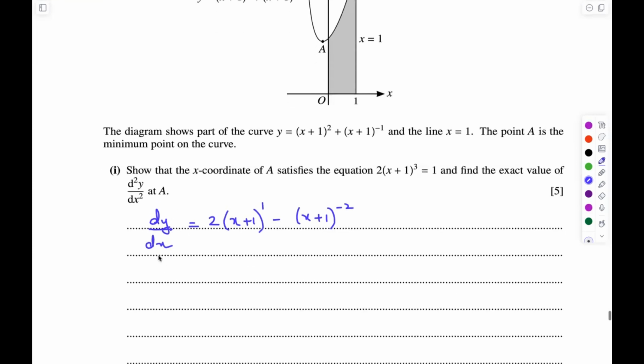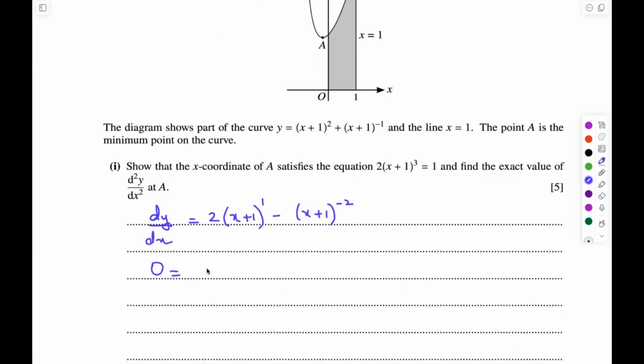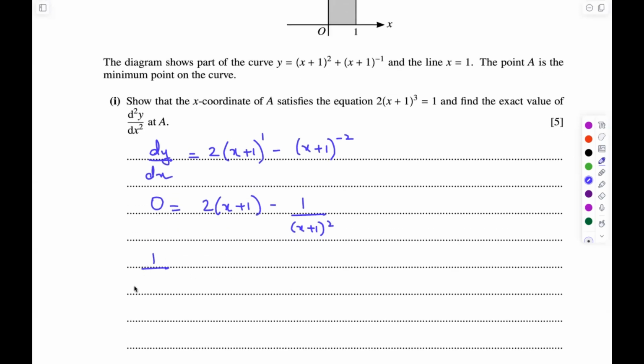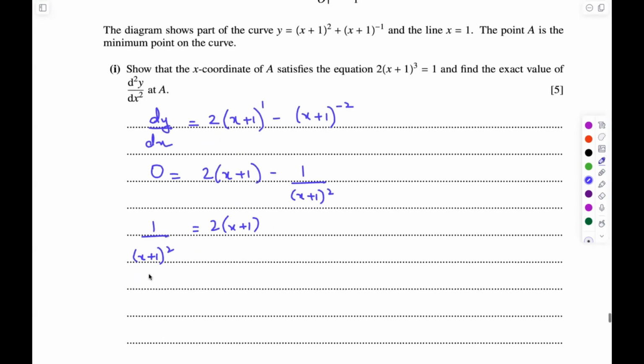And as it is a minimum point, dy/dx will be equal to 0. So we can write this as 2 into x plus 1 minus 1 upon x plus 1 whole squared. Taking this on the left hand side, we'll get 1 upon x plus 1 whole squared is equal to 2 into x plus 1. And cross multiplying, x plus 1 whole squared into x plus 1 will become x plus 1 whole cube, and that will be equal to 1. And that was the equation that we had to prove.